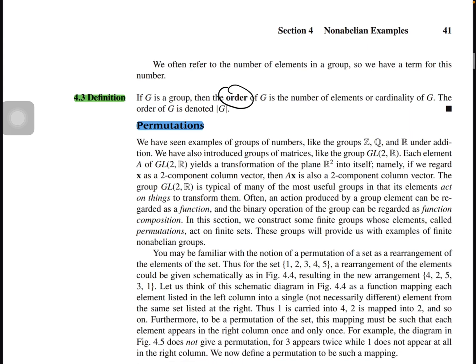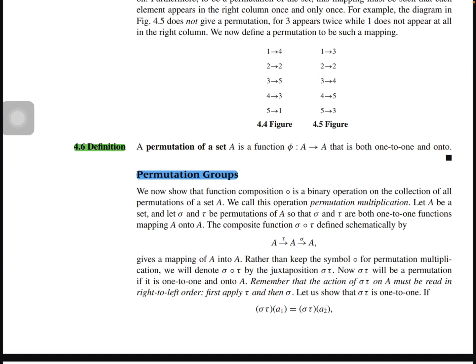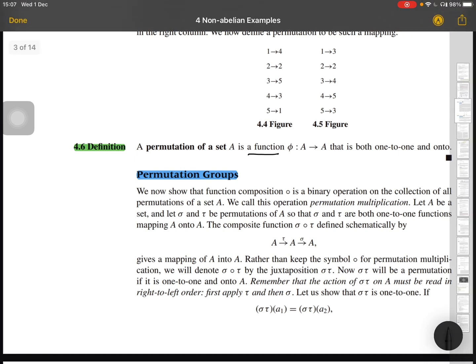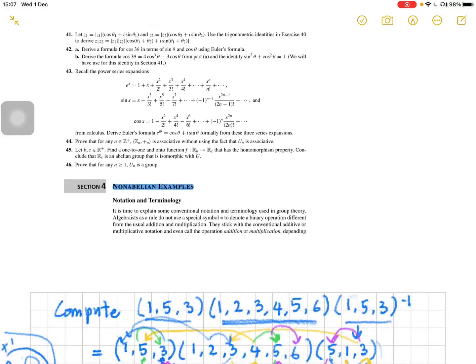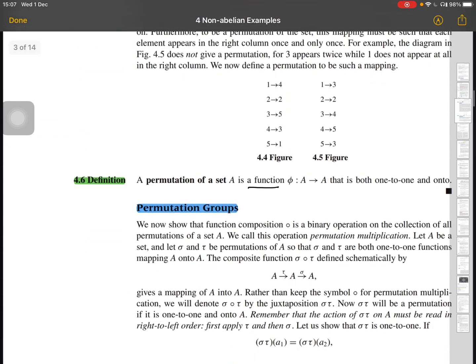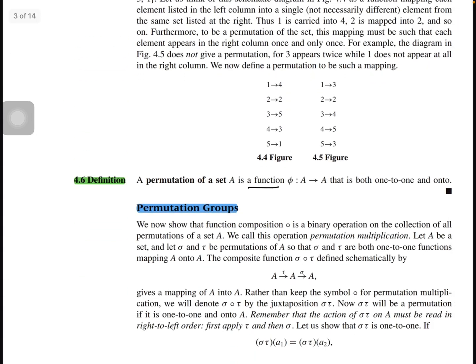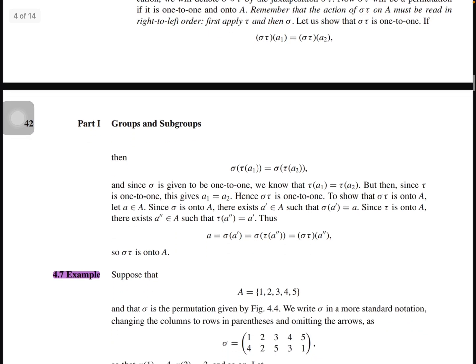Okay, the definition of order is given there, and then the definition of permutation of a set. So remember, permutation is a function. And then you are introduced to the permutation group, right? What is a permutation group? We're going to look into permutation groups again in section 8, in groups of permutations, right? This is briefly what a permutation group is.